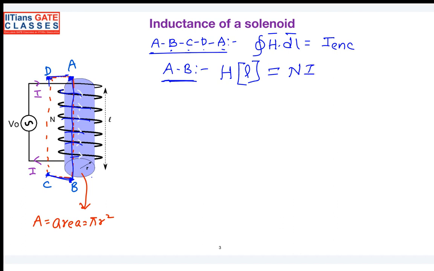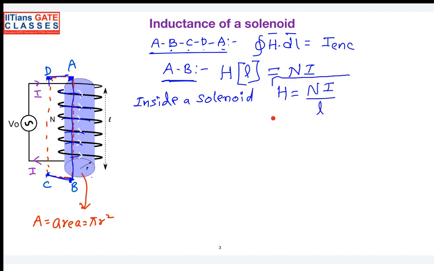So inside a solenoid, the magnetic field intensity is basically given by N into I divided by L. So this is your magnitude. And as I mentioned, the direction of the magnetic field will be parallel to the solenoid axis. You can see here, the magnetic field will be something like this, and current will be circulating. So this is the magnitude part.